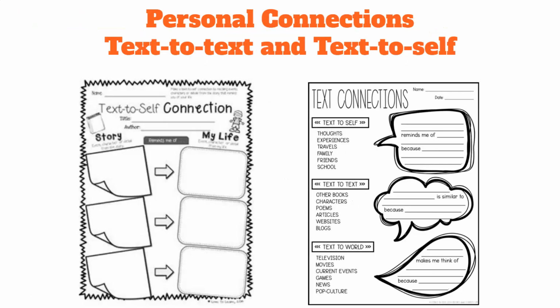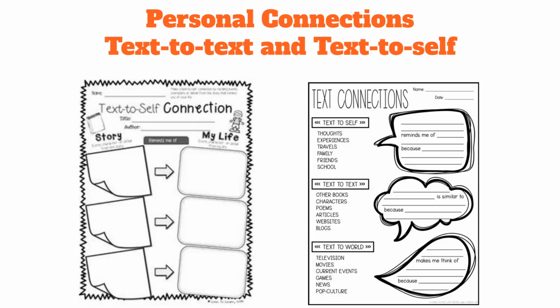So this is just an example of text connections for students, and I put an example of text to self connections. So when students read a story, they should be able to connect with the text in some way. So this worksheet helps them to be cognizant of that. So this happened in the story, and something similar to that happened to me. Or this character was sad and I felt sad when this happened to me.